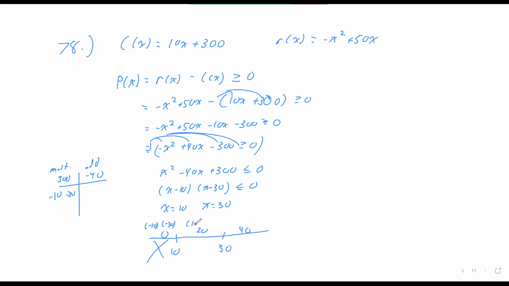20 minus 10 is 10. 20 minus 30 is negative 10. So that would give me a negative, which is less than 0. So that would work. 40 minus 10 is 30.